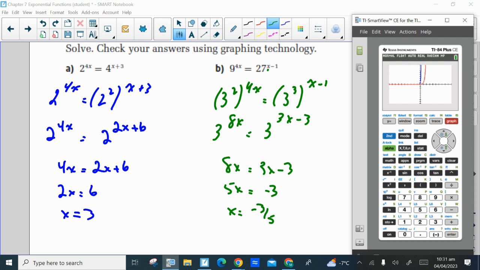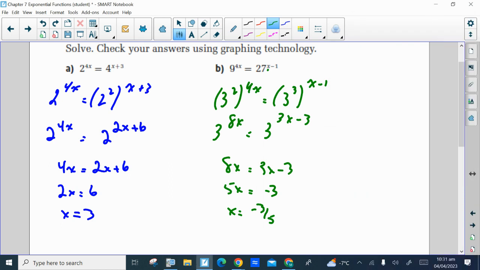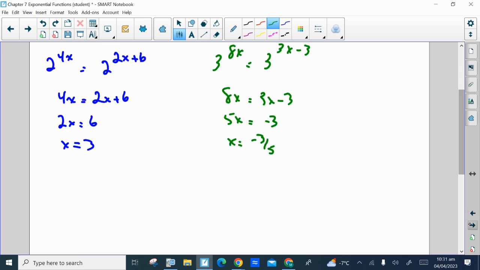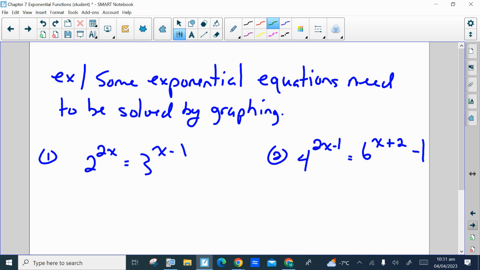We'll graph them. And our point of intersection should be at negative 0.6. And it is. So you can check them algebraically by plugging the number back into the two equations and making sure you get the same value on both sides. Or you can check them graphically. Make sure that your solution is the point of intersection between the two graphs.